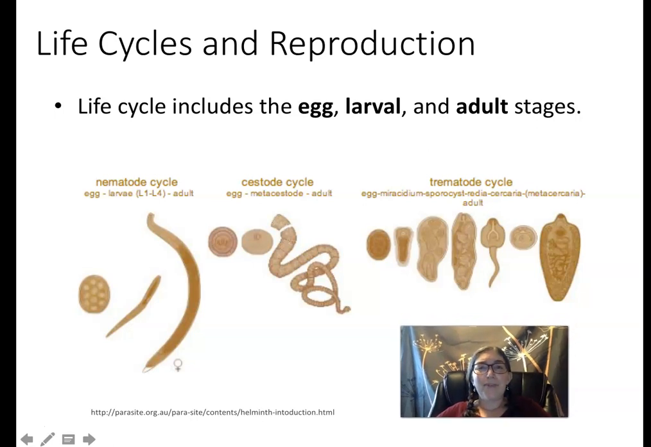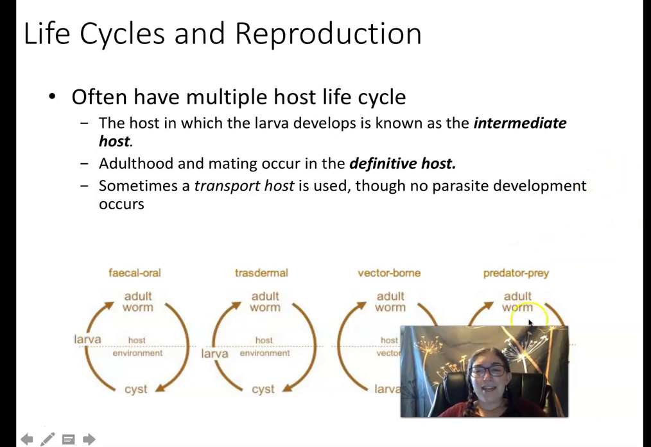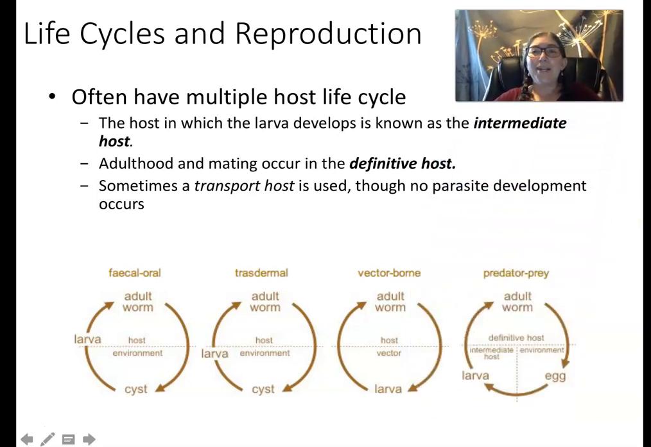So helminths have really complicated life cycles. They have at least three stages to their life cycle, so at least an egg, a larva, and an adult stage. Some have many larval stages, so they can have these really complex life cycles. The other thing about helminths is they're parasitic worms. They are all parasites, meaning they must live inside a host. Some of them have multi-host life cycles, so they might infect one animal, and then that animal gets eaten, and they infect that new animal.